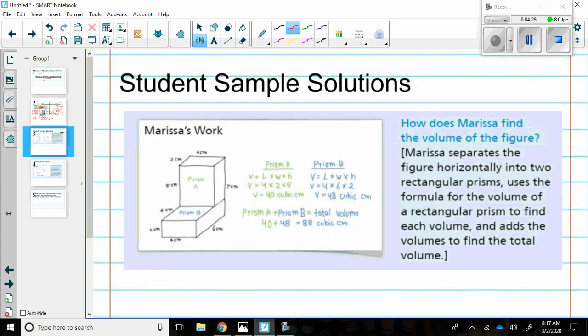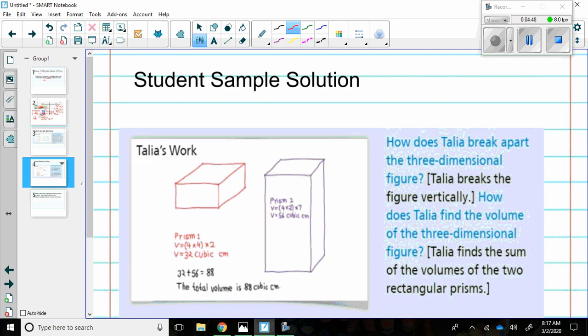So when we look at Marisa's work, she split the shapes twice. She did 4 by 6 by 2 and 4 by 2 by 5, which is just how I split it. I split it along that same line that she did, and she got 88 cubic centimeters. And then let's look at Taylor's work. They just kind of split each of the shapes so you could kind of see it that way, but they got 88 cubic centimeters as well.